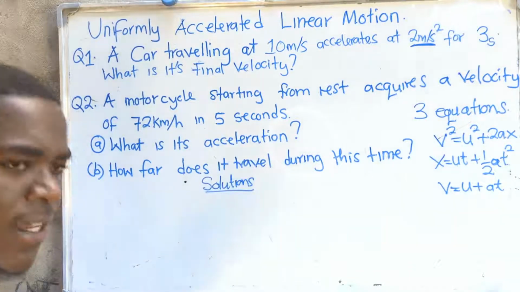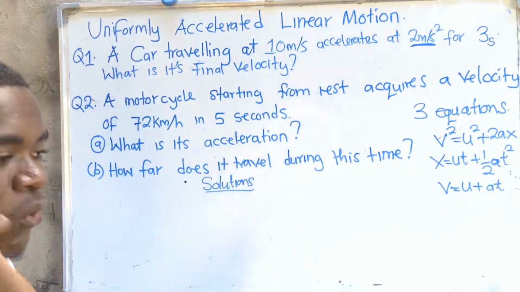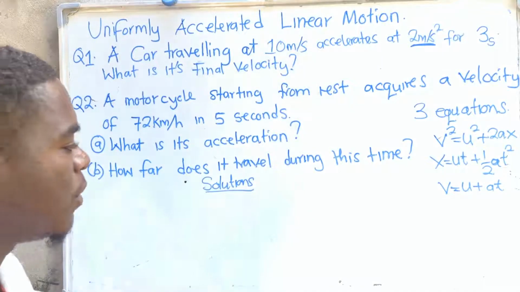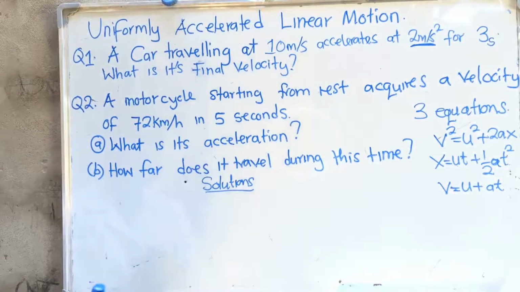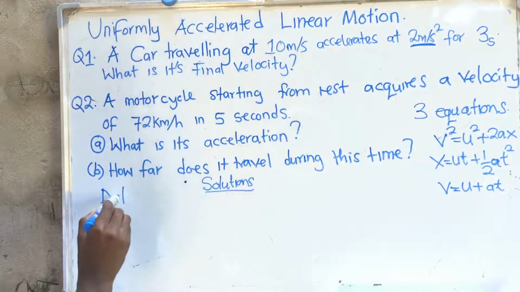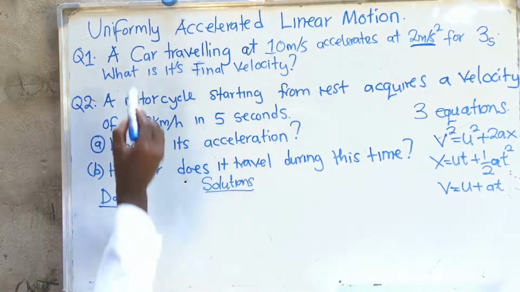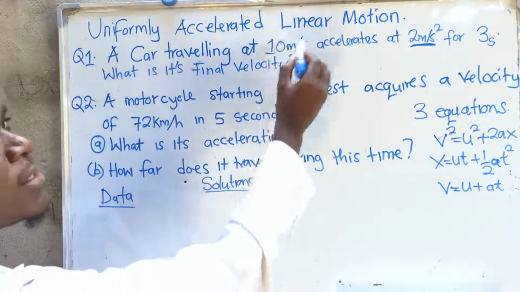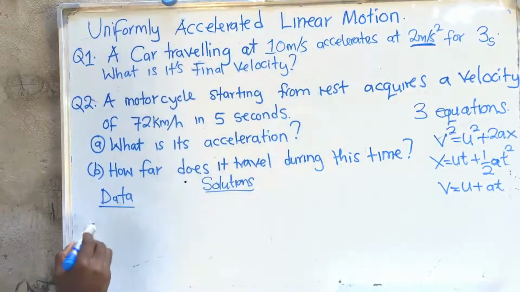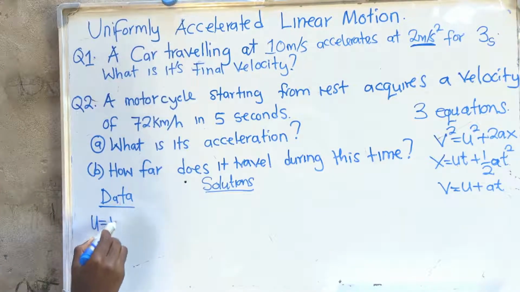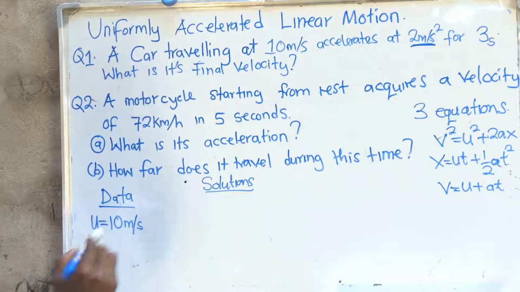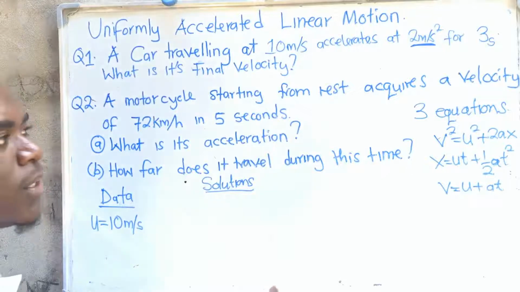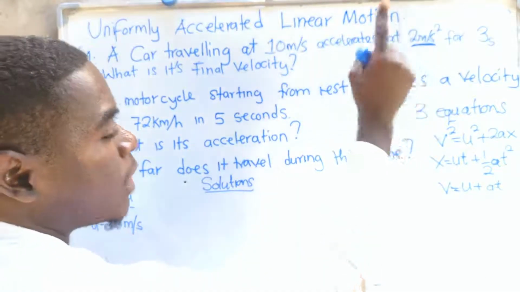For you to answer physics, you need to be a person that should be imagining things. The first thing is to get the data that is given. What are we given? A car traveling at 10 meters per second. This is the initial velocity, so u is equal to 10 meters per second. It accelerates at 2 meters per second squared, meaning this is your acceleration.